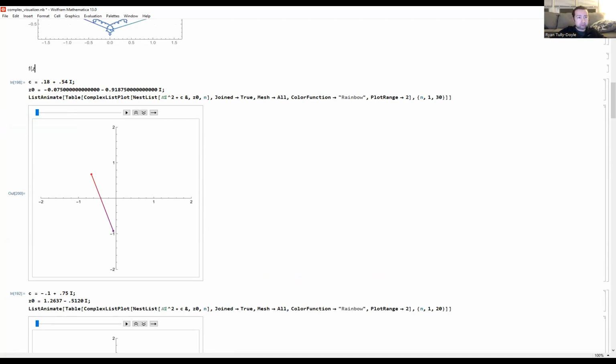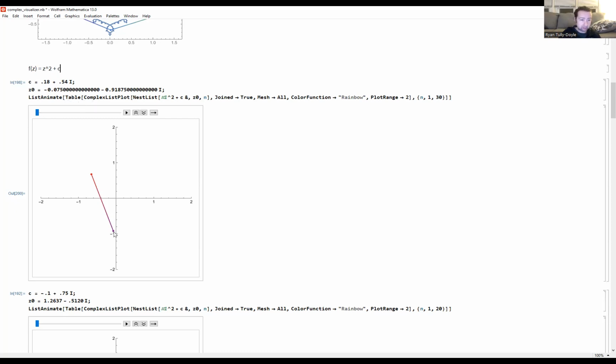This first function we're looking at is f of z is equal to z squared plus c, where the c value is given right here. This is 0.18 plus 0.54i. It's totally okay to have a c value that looks like that. And then I've sampled a starting point. So the starting point I've chosen here is minus 0.75 and minus 0.918.